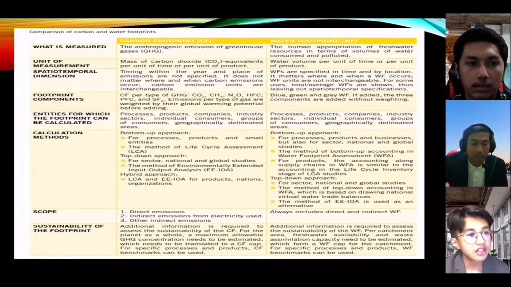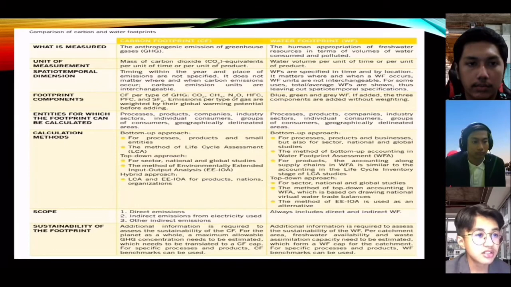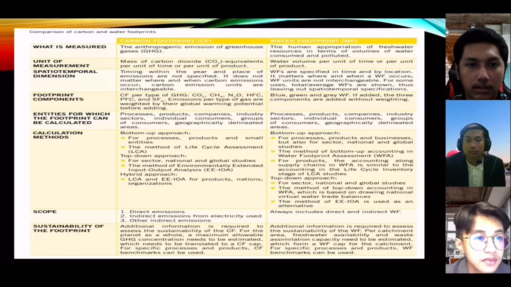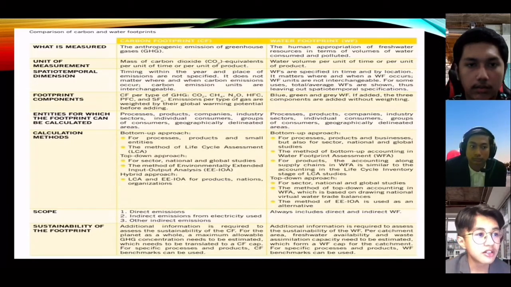Comparison of carbon and water footprint. What is measured? Carbon footprint measures the anthropogenic emission of greenhouse gases, and water footprint, the human appropriation of fresh water resources in terms of volume of water consumed and polluted.